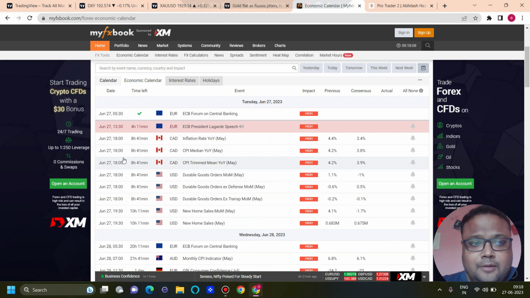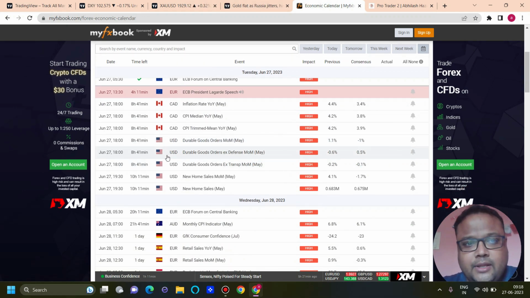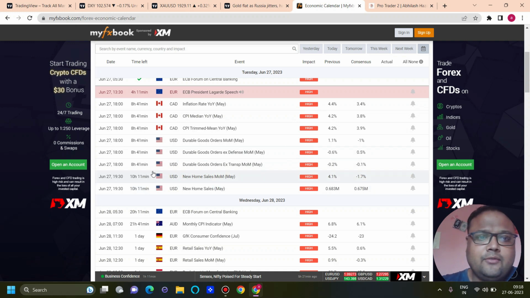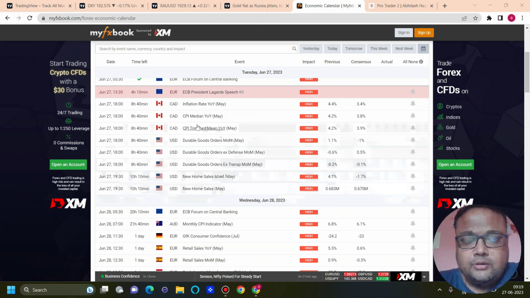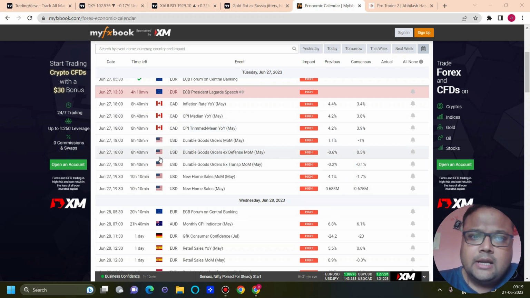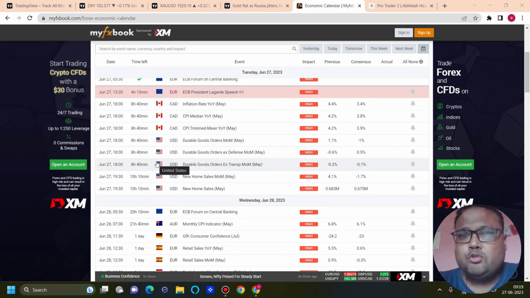If you look at the economic calendar, then yes, we have some news during the US session, so be careful. Hopefully we will get to see some good moves, volatility right after the news. This is not a very big event that will completely change the direction of the market, but still there will be some volatility for at least 2 to 3 hours, so be careful with the levels.